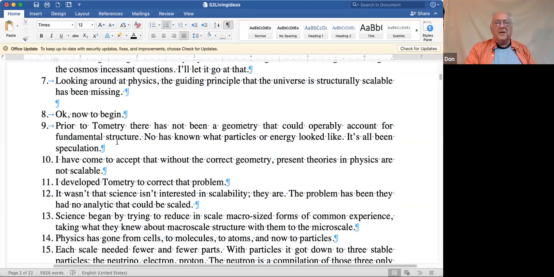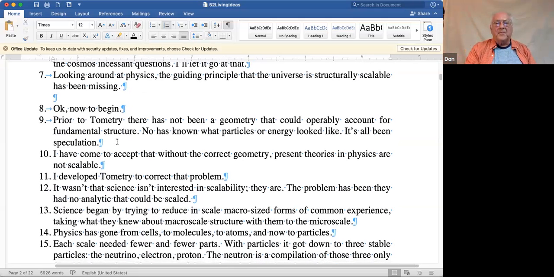Now to begin, prior to Tometry, there has not been a geometry that could operably account for fundamental structure, nor has anyone known what energy and particles look like. It has been a speculation. I have come to accept that without the correct geometry, present theories in physics are not scalable. I developed Tometry to correct that problem.